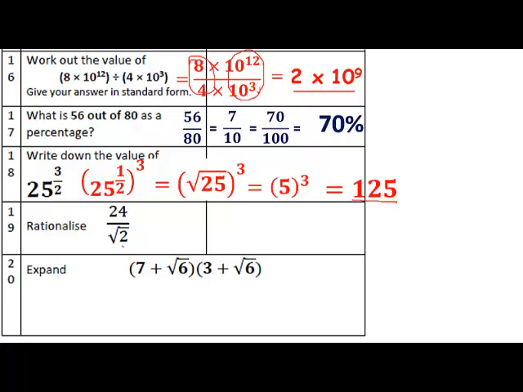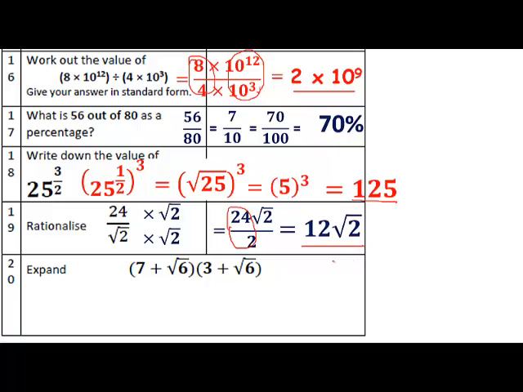Question 19, I'm going to times the top and bottom by root 2. So that's root 2 over root 2, so 24 times root 2 and root 2 times root 2. And that's going to become 24 root 2 over 2. 24 divided by 2 is 12. So here's my final answer, 12 root 2.